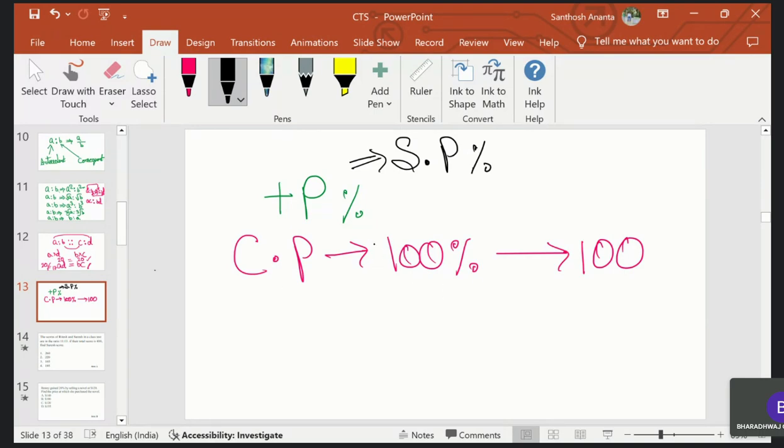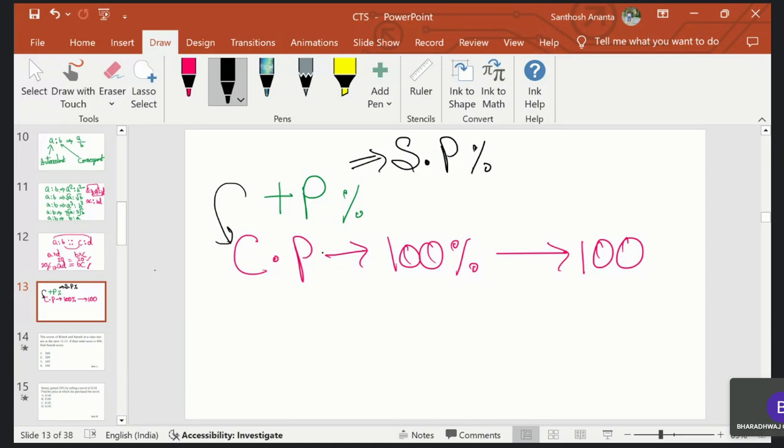In the questions they'll give you the profit percentage. What you have to do is add the profit percentage to the cost price. If you add the profit percentage to the cost price, then you will get the selling price percentage. Now your doubt is, sir, why do we need to find the selling price percentage? Because in the questions they'll give you the profit percentage and the selling price value, not the selling price percentage.